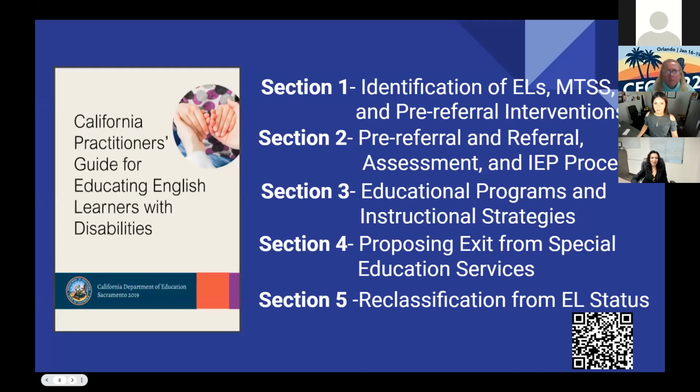So as we consider the California Practitioner's Guide for Educating English Learners with Disabilities, we'll be giving you a broad stroke overview of each of the sections and the chapters contained within the California Practitioner's Guide. It begins with identification of who your English learner students are, followed by potential pre-referral and referral, as some English learners may be suspected as eligible as a student with a disability. We'll then go into educational programs, the IEP process, should a student be eligible for special education, the potential proposition for exit, should that be necessary, and then reclassification of English learners.